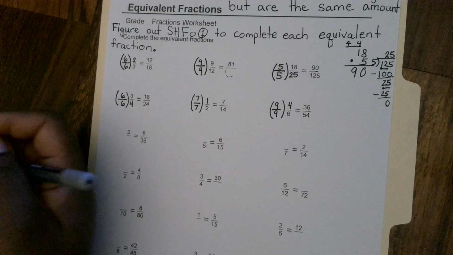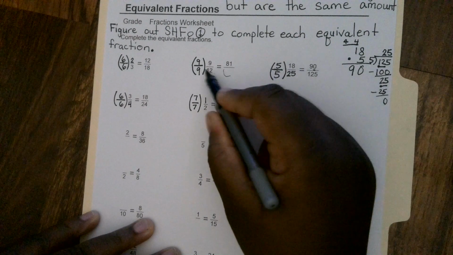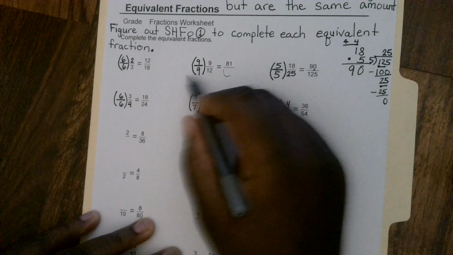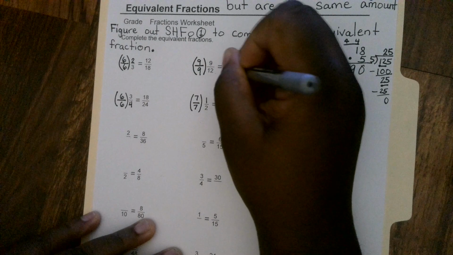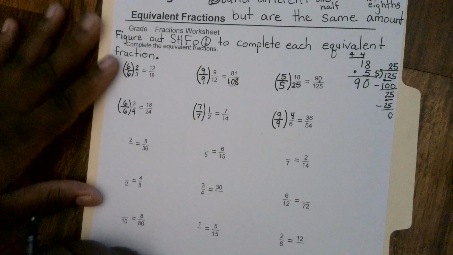And so each time, oops, I did not complete this problem, did I? 9 times 12 equals 108. I kept looking at that thinking, what's wrong? There we go.